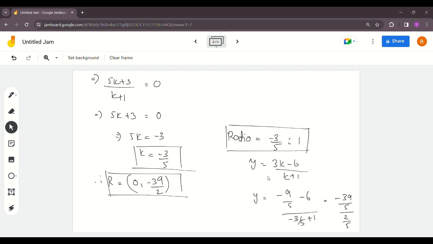So if you substitute 3 into minus 3 by 5 will give me minus 9 by 5 minus 6. And after that I am taking the LCM. So I will be getting minus 39 by 5. Denominator 1 minus 3 by 5, that will give you 2 by 5. 5 and 5 will get cancelled. So I will be getting the value minus 39 by 2. So the coordinates of point R are 0, minus 39 by 2.